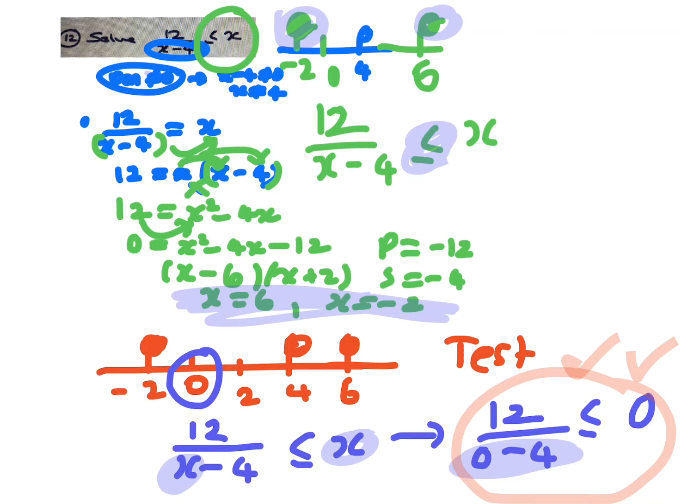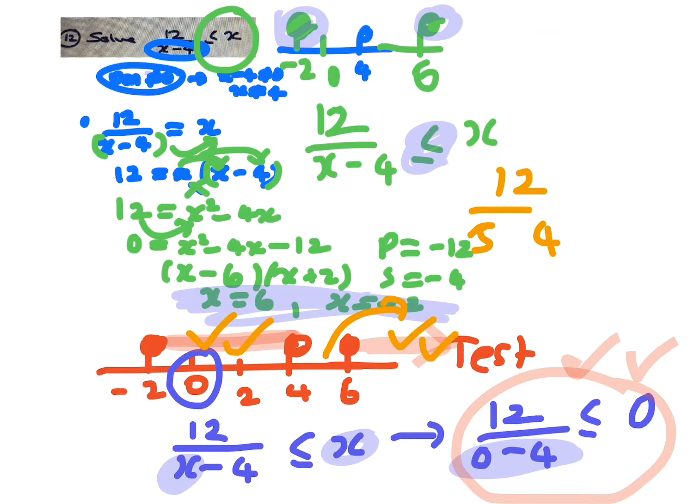So that means that in here, that is true. So it's true there. That means it'll be true on the other side there. You could go and test these points. Like you could test 5, and I bet you it won't be true, but it's not necessary. If it's true here, then it'll be true there.